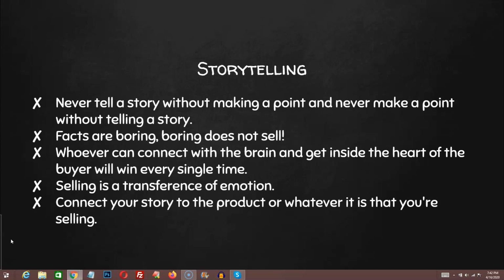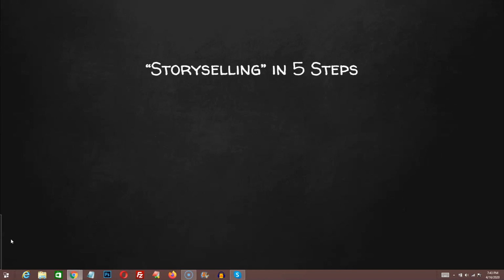All right, connect your story to the product or whatever it is you're trying to sell. Now you have to make sure that however you're telling that story, it relates to whatever the product or service you're trying to sell to the reader or the listener or the viewer. All right? So we're going to move on from this and cover the next section, which is story selling in 5 steps.